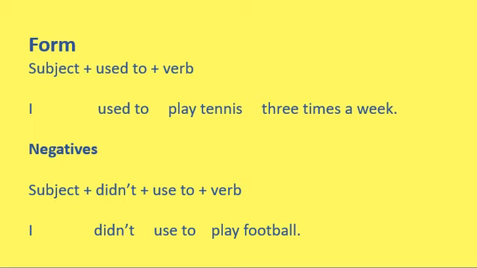Notice the difference in spelling in the positive sentence and the negative sentence. In the negative sentence, we don't have a D on the end of use. We don't need it because the didn't in the sentence already tells us that we're talking about the past.